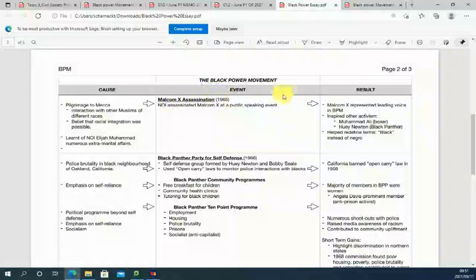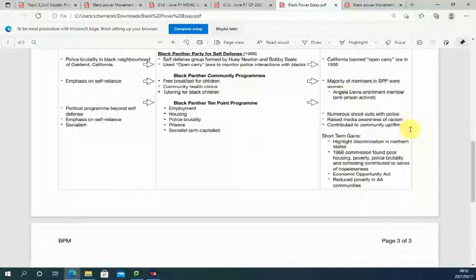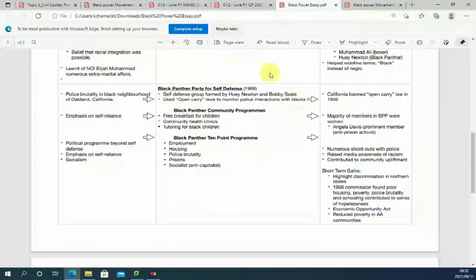Another event that we discussed within this essay topic is Malcolm X's assassination. Okay. What caused the assassination and the result of that as well. Alright, so his inspiration inspires others like Muhammad Ali and Huey Newton of the Black Panthers. We then look at the Black Panther Party for self-defense. Okay. Who formulated the Black Panther Party? Why was it formed?